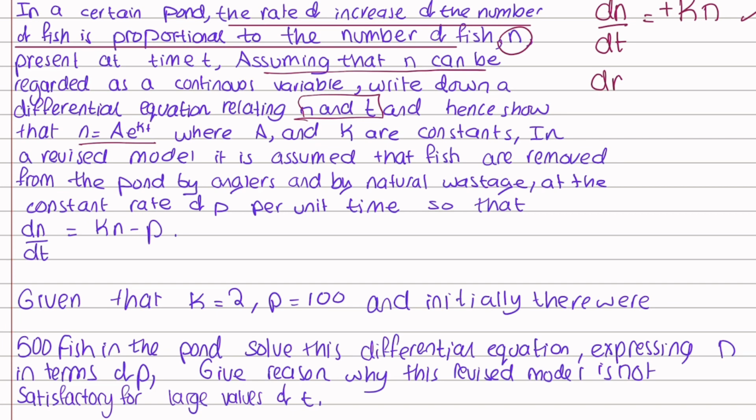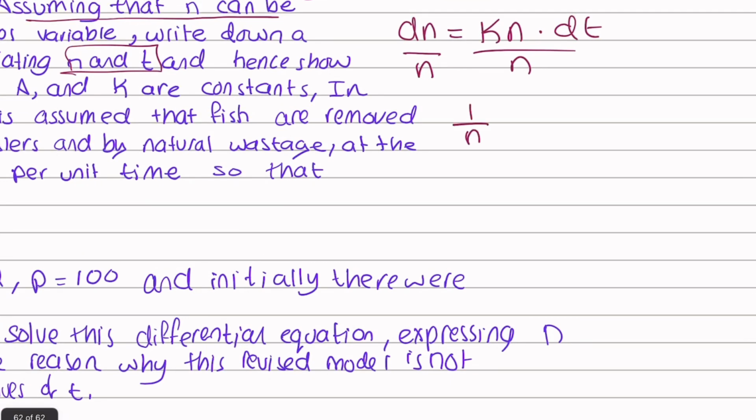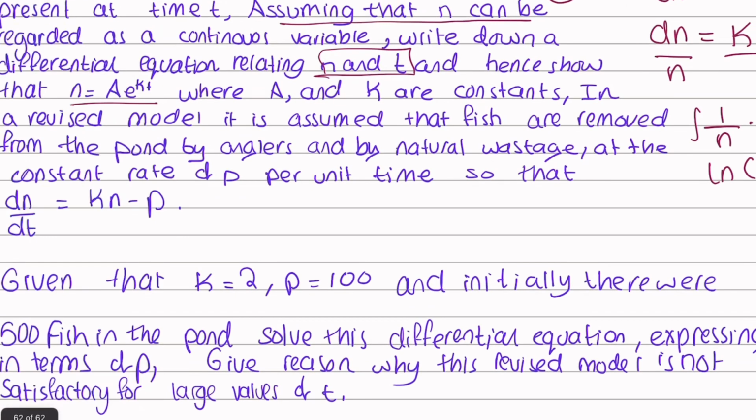So first things first, send the dt to the other side, separate by dividing on n, and so by n we're going to get 1 over n dn being equal to k dt. You integrate, you get ln of n being equal to kt plus c. Notice it's a logarithmic one. He wants it to be exponential.